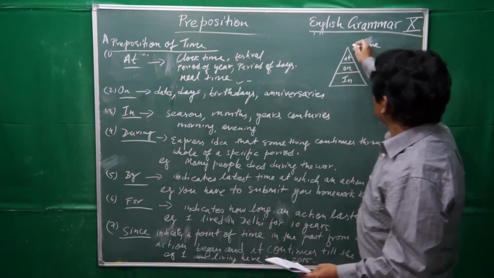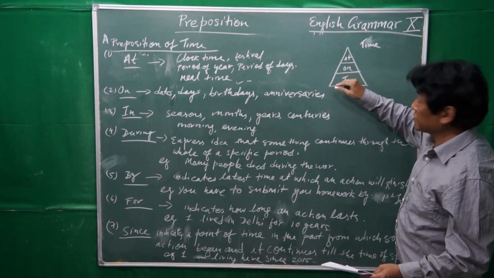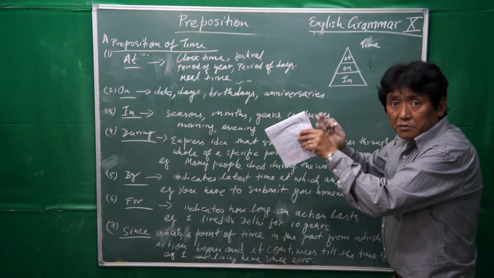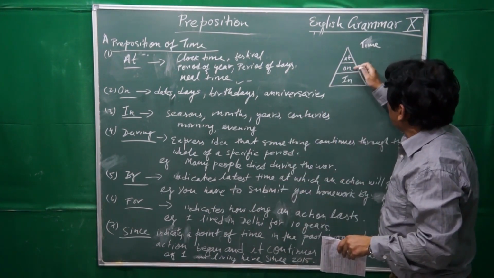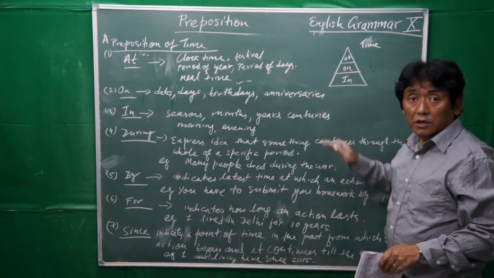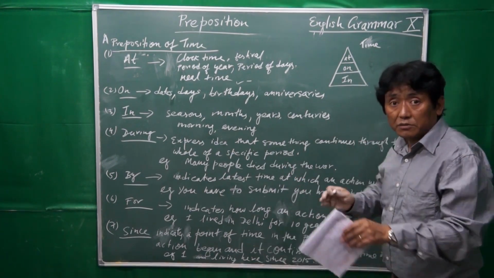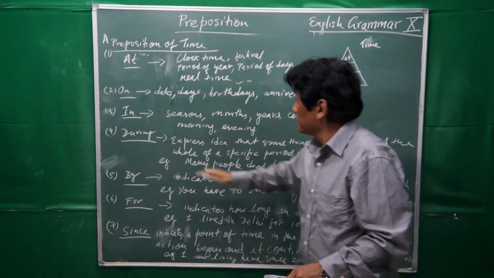In fact, it's just like a pyramid. Over here you can see a triangle. At is used for the smallest period of time, and it becomes a little bigger when on is used, right? And when we use in, it becomes the biggest. You can see it here.